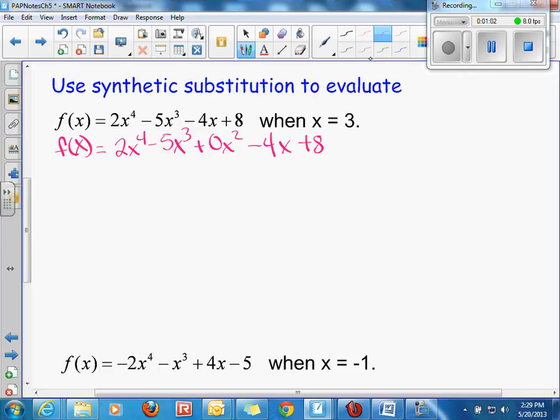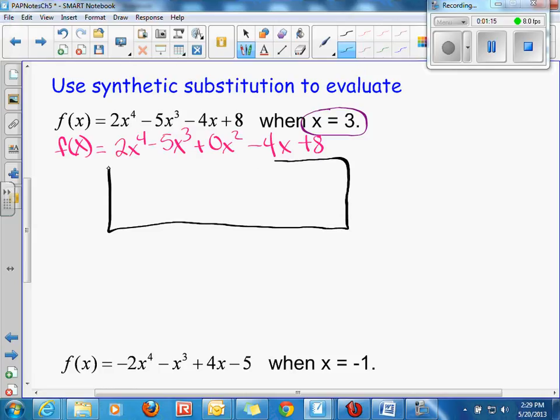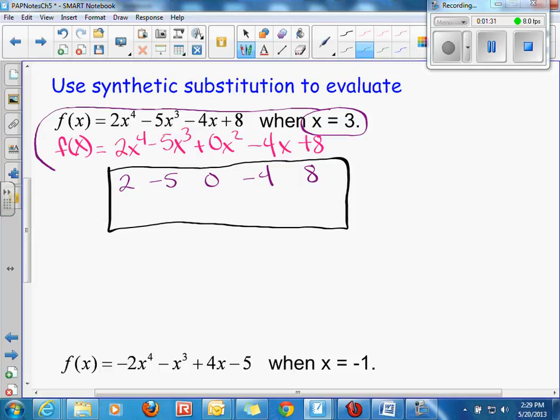Now, the thing that we're synthetically substituting is 3. So that's where I'm going to get the 3 for the thing that I'm going to do in a minute. So what we do when we do synthetic substitution is we set up this rectangle, and then we copy into the rectangle all of the coefficients. So we need the 2, the -5, the 0, the -4, and the 8. And then we need the 3 in front of this box out here. So 3 there. And then the first step before we start the process is to drop down the first lead coefficient out on the bottom there.